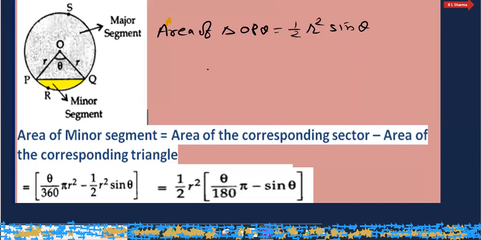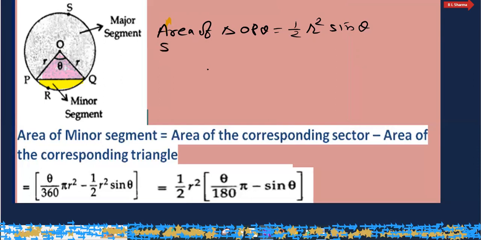See here, this portion. ये जो पिंक पोर्शन में बना रहा हूं ये ट्राइंगल है और इसका जो एरिया है इट इज गिवन बाय 1/2 r squared sin theta. So you must know the value of sin 30 degree.